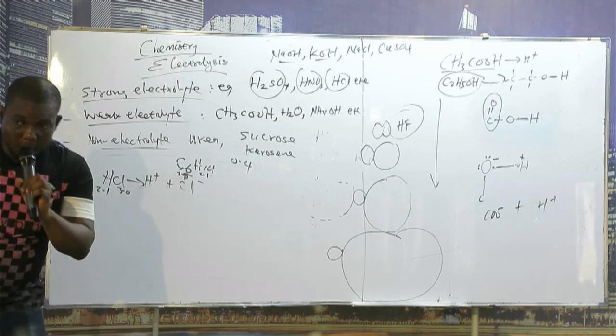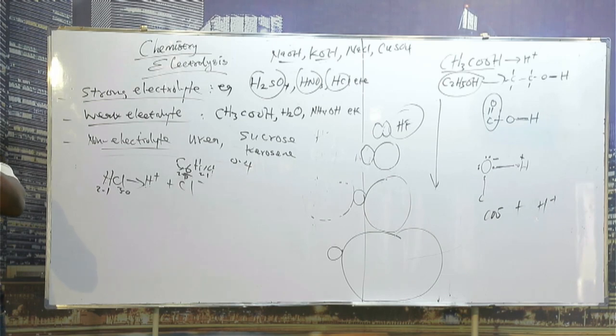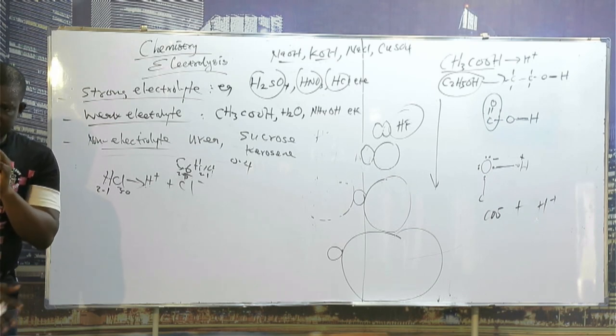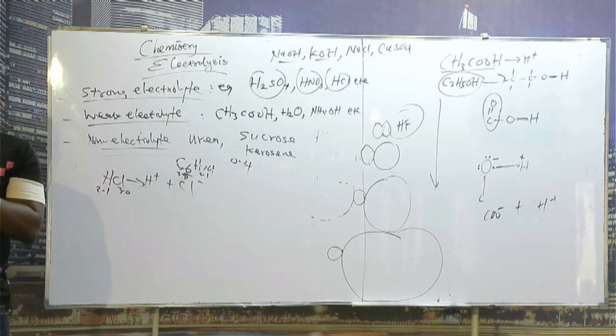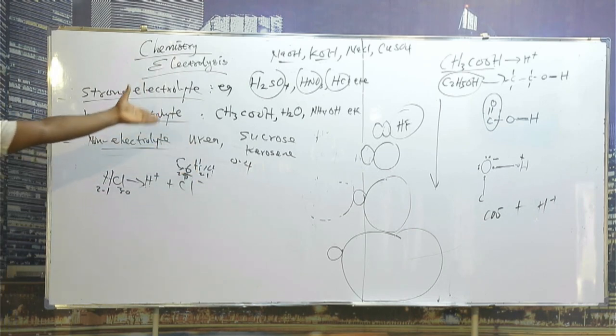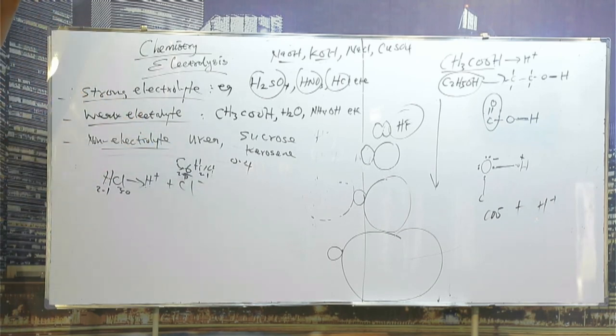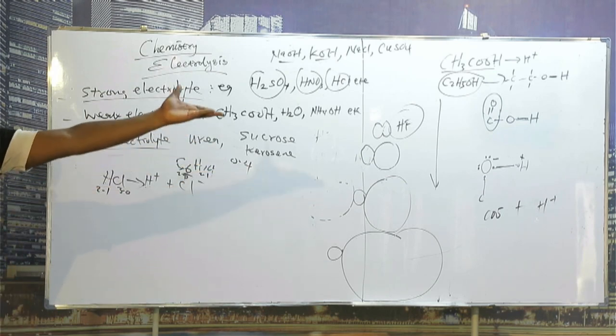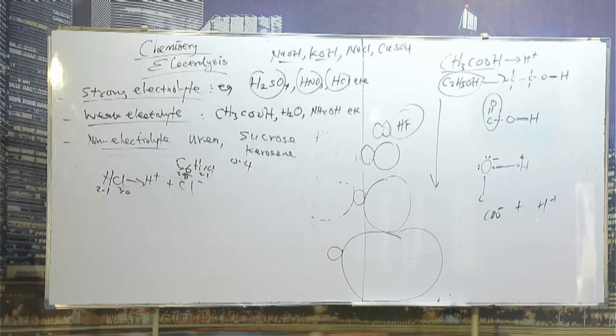Alcohol, a non-electrolyte. Have you ever seen alcohol dissociate into ions? It can't dissociate. There is no dissociation in alcohol. But acids are a good example of compounds that dissociate, whether strong or weak. But take note, not all organic compounds are non-electrolytes. There are some organic compounds that are electrolytes. Example, ethanoic acid. But glucose, an organic compound, some of them that don't have ions are non-electrolytes. Okay, let me go back to what I was doing.